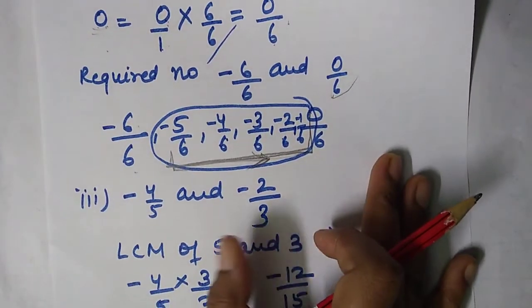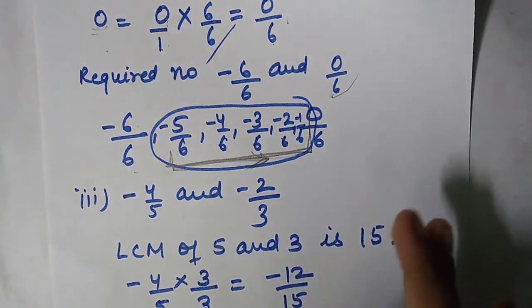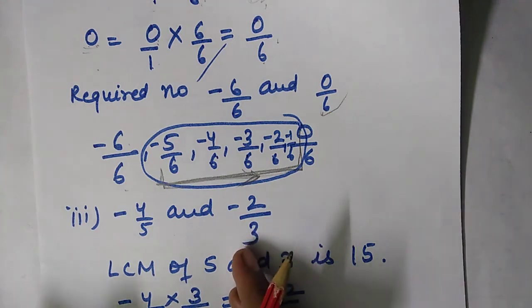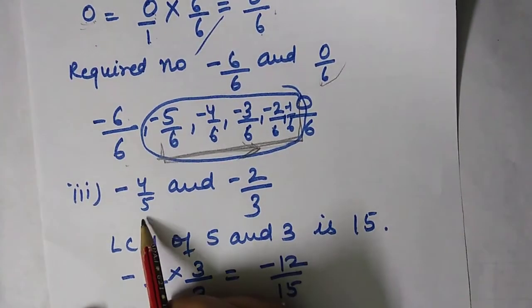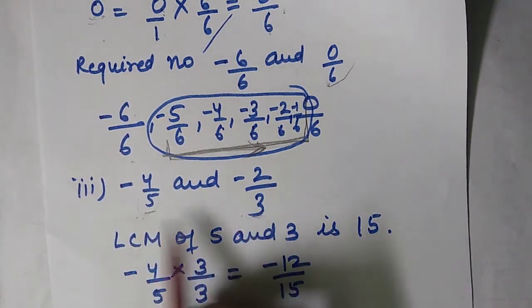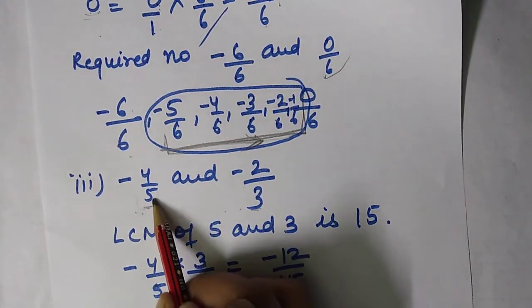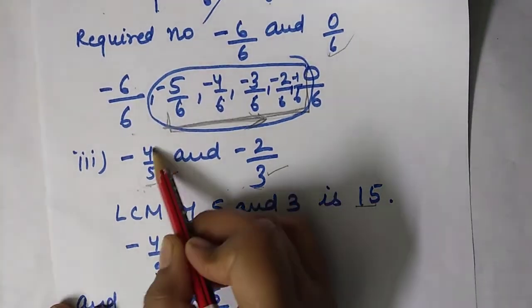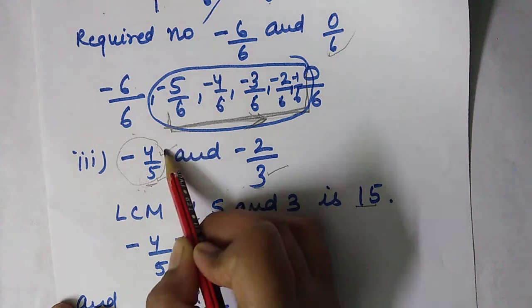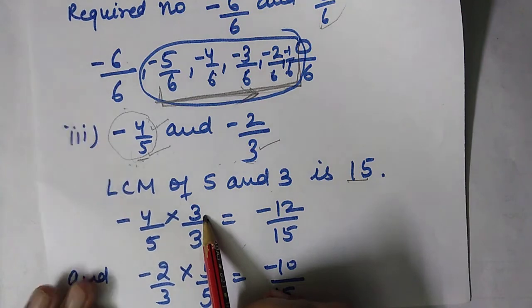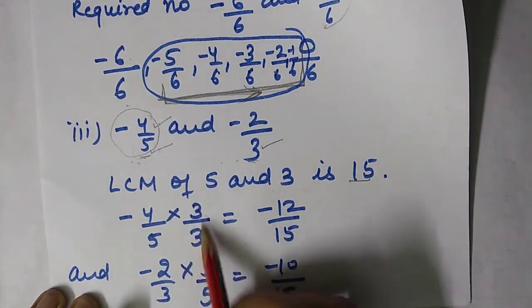Now, in the second case, whenever you are given fractions, how will you find them? Suppose we have these two numbers, and we have to find 5 rational numbers between them. So first we have to make the denominators equal. For making them equal we have to take the LCM of the denominators. Here the denominators are 5 and 3. So the LCM of 5 and 3 is 15. How will you make the denominator of this fraction equal to 15? For that I have to multiply it with 3, so numerator and denominator must be multiplied with 3.